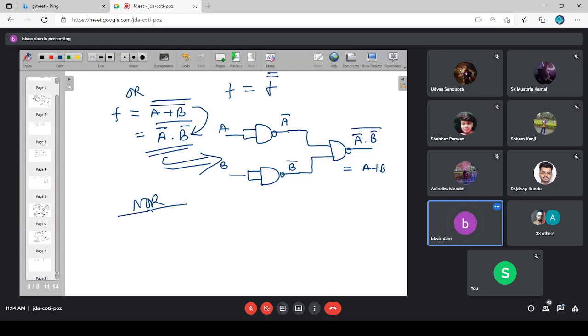Is it clear? Yes, sir. Fine. Similarly, you should be able to prove that NOR is also one type of universal logic gate, and that I'm leaving as a home task. That means using NOR gate, you should be able to realize OR, inverter, and NAND.